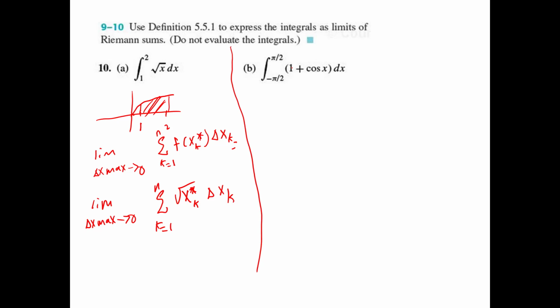And so then this next one is the same. This is your function. So this is just the limit as delta x max goes to 0 of the summation from k equals 1 to n of your function, where you put your x sub k star in, which is 1 plus the cosine of x. So you get 1 plus the cosine of x sub k star times delta x. Okay.